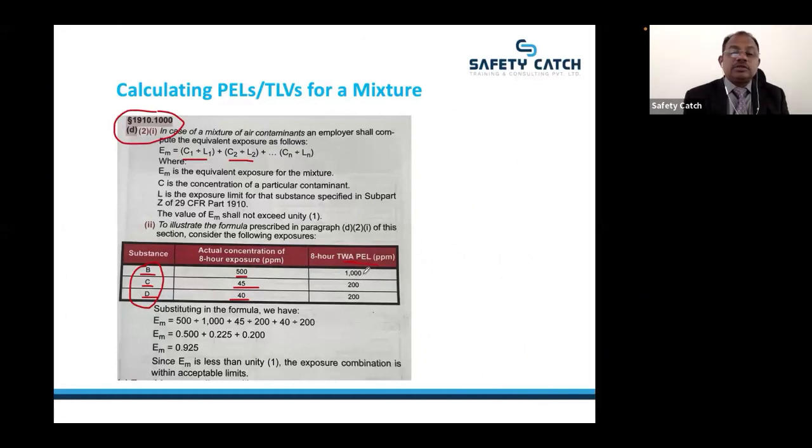So here for substance B, the PEL is 1000 ppm. This is indicative, just an example I am telling. For C, it is 200. So what do you do? You divide: 500 divided by 1000 plus 45 divided by 200 plus 40 divided by 200. So the total comes to 0.925. The interpretation is, if this cumulative value is less than 1, it is safe. You don't need to do anything. In this case, individually you are checking the unit, that is different.